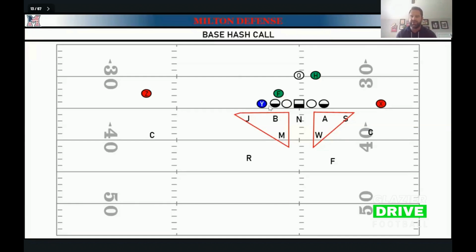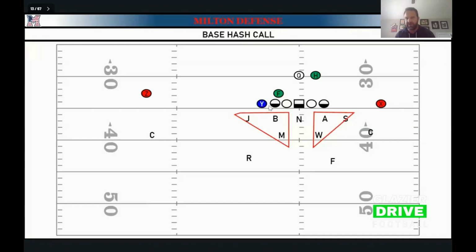Now, if you notice, we've also put the Will. In our defense, the Will is usually, if you had to rank the four backers, probably the one that's closer to being a plugger. Because he's almost always covered up in our defense by somebody who's uber athletic or one of our better players. We tend to cover them up.